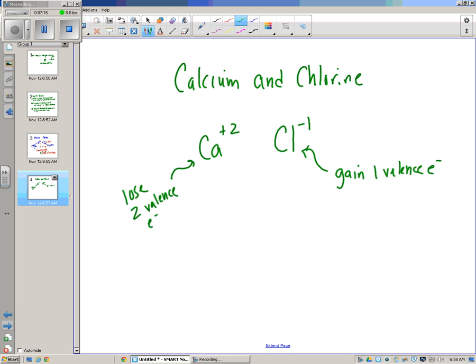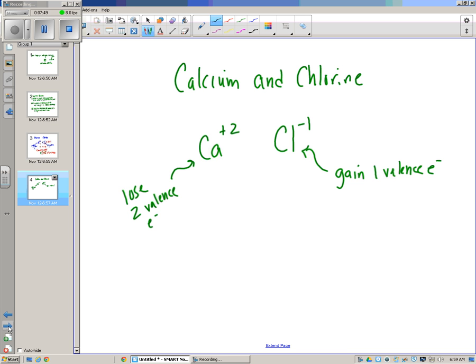Now, the charges, if we had 1 calcium and 1 chlorine, wouldn't balance out. We would have a plus 2 and a minus 1. We would have a net charge on the compound of plus 1. So what do we do? Well, we have to figure out what number, what is the greatest common factor, least common multiple, of plus 2 and 1.